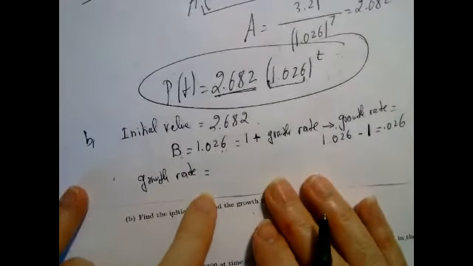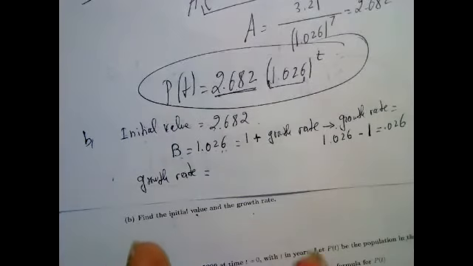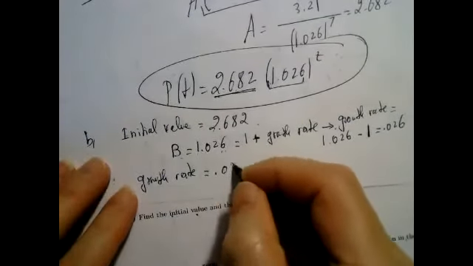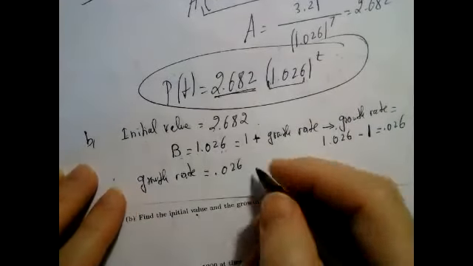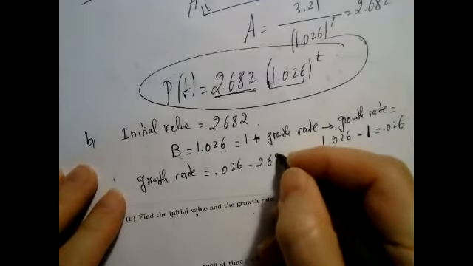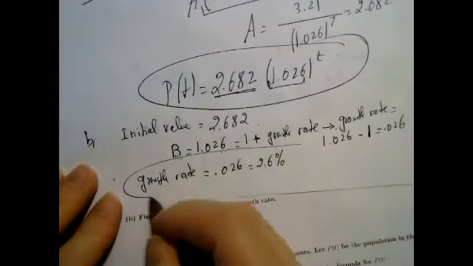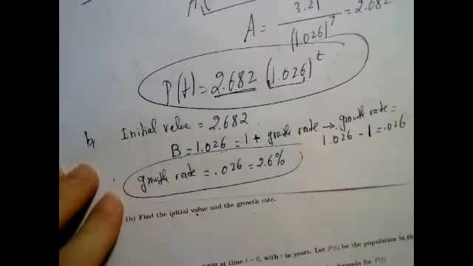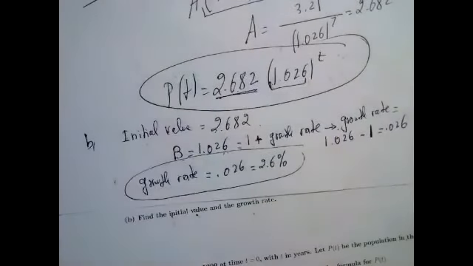Please be very careful with the growth rate. It's how far the growth factor is from 1. So this is 0.026. What it means to us is the population is growing. By what percent? It means the population is growing by 2.6% every year. Okay, 2.6% every year. Okay. All right.